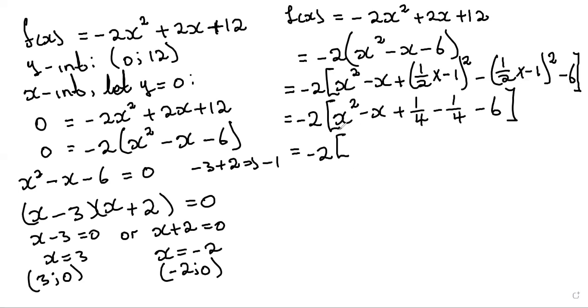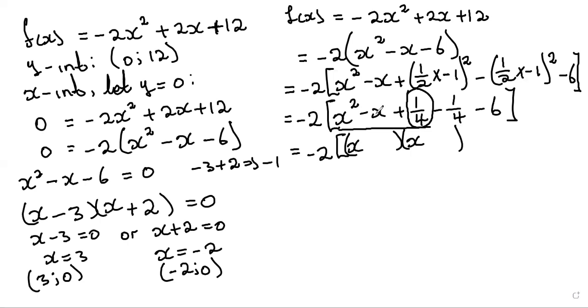But what do you do? You're going to take the first 3 terms because they form a trinomial. So what are you going to do with those 3 terms? You want to factorize those 3 terms. So you say, what are factors of x squared? It's still x and x. Then you say, what are factors of 1/4?